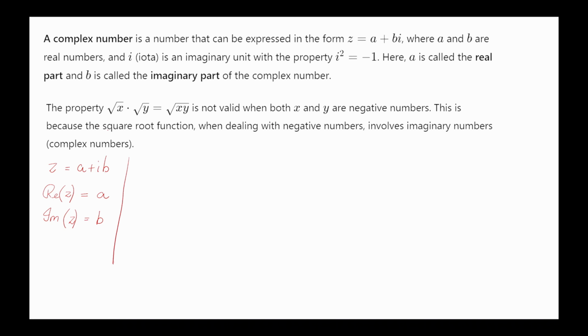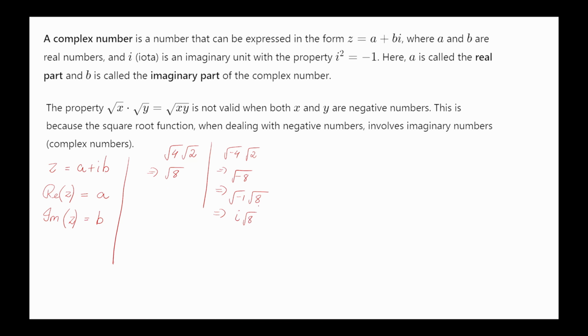Now here there is an important note that has been mentioned. The property root x into root y is equal to root xy is not valid when x and y both are negative numbers. Let me take an example. Let's say I have root 4 into root 2. What do I usually do? I simply write it as root 8, right? Now let's say I have root of minus 4 into root of 2. I can write it as root of minus 8. Now how can this root of minus 8 be represented? This can be represented as root of minus 1 into root of 8. Thus it becomes iota into root 8.